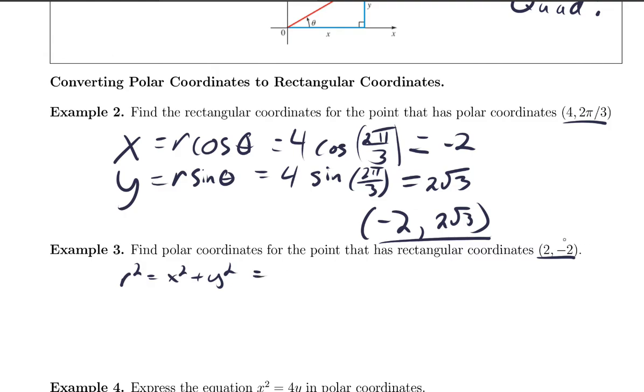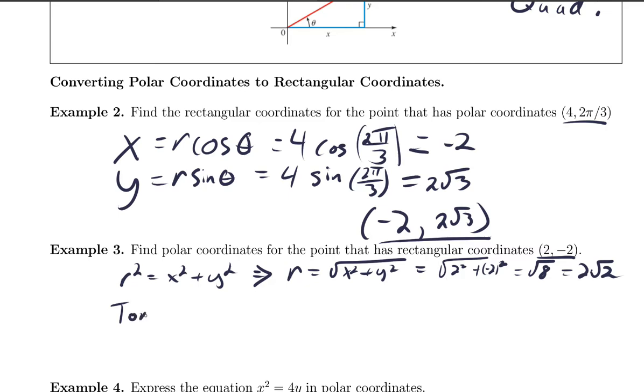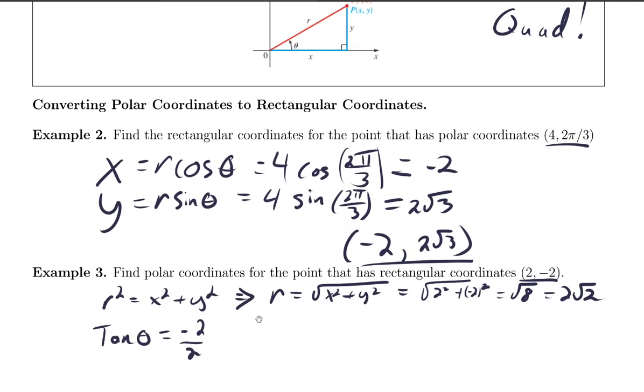So that means r is equal to the square root of x squared plus y squared. That's the square root of 2 squared plus (-2) squared, which is 4 and 4, so this is the square root of 8, which is, of course, 2√2. Alright, so here the tangent of theta is equal to y over x, so that is -2 over 2.